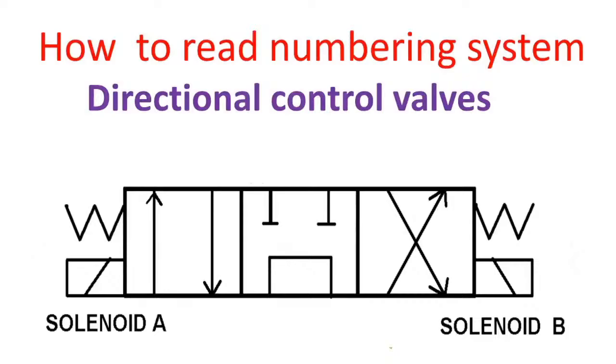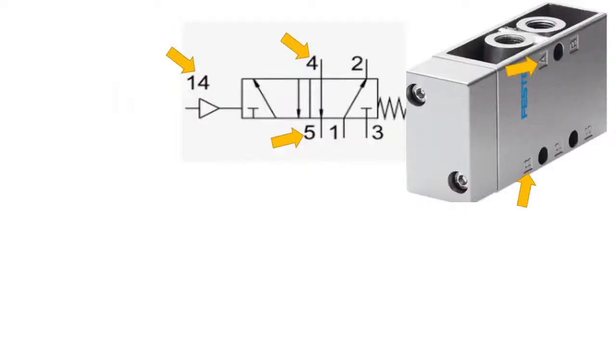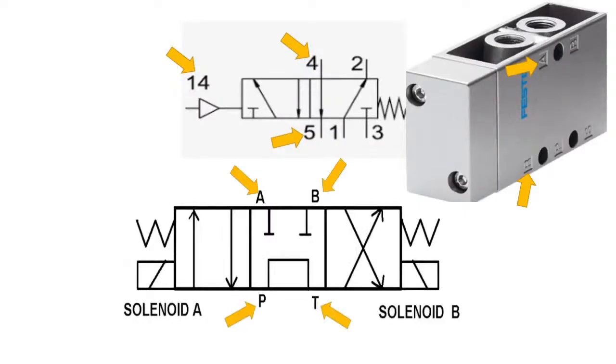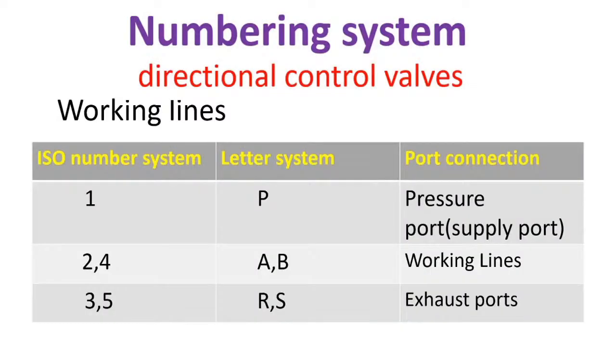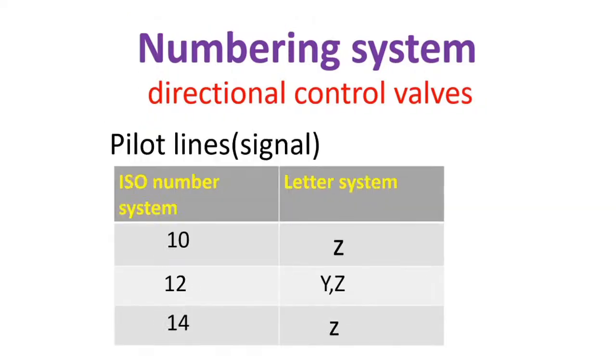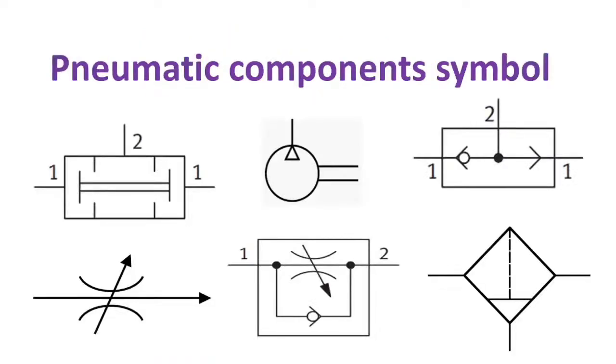Our next topic is how to read the numbering system of directional control valves. If your directional control valve uses numbers or letters for its port designations, here's the equivalent for the numbers and letters. Number 1 and letter P is the pressure port or supply port. Numbers 2 and 4, or A and B, are working lines. Numbers 3 and 5, or R and S, are exhaust ports. And for the pilot lines or signal, 10 is equivalent to Z, 12 is equivalent to Y or Z, 14 is equivalent to Z. Now let's proceed to our pneumatic component symbols.